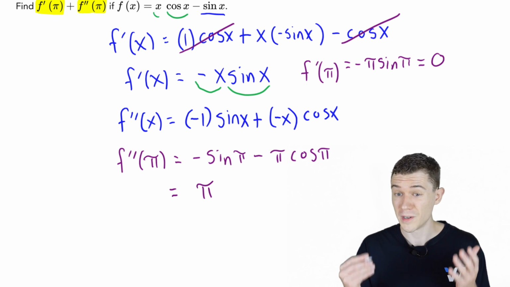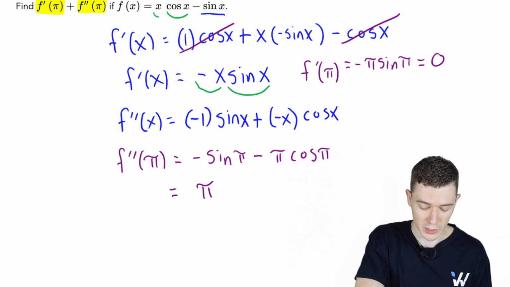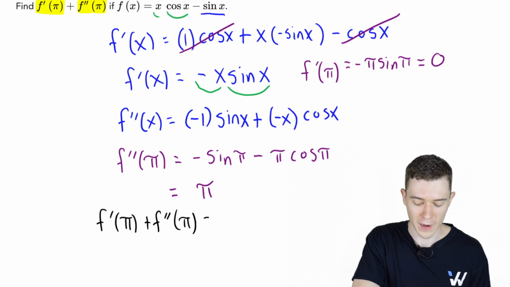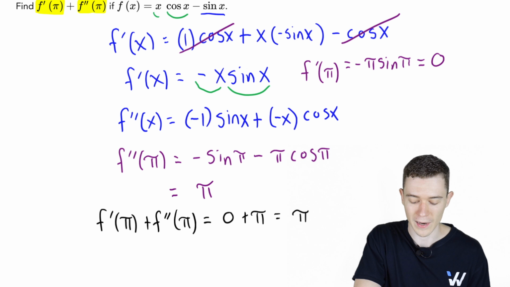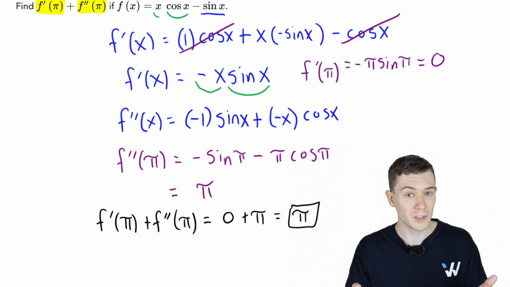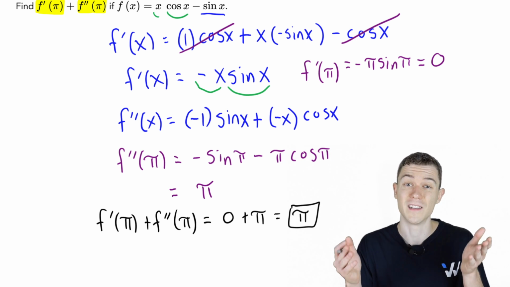So what was that original question? The original question, what's f prime of pi plus f double prime of pi? We found that to be 0 plus pi, or simply 1 pi as our final answer. We had to remember our trig derivatives along with the product rule. It just came down to taking the derivative twice.